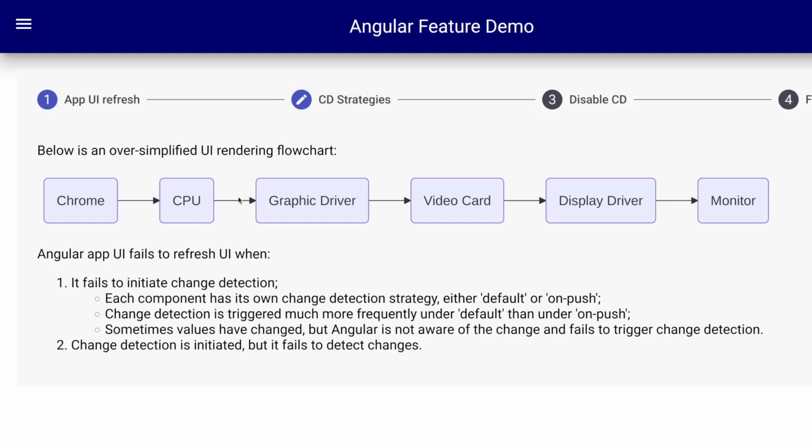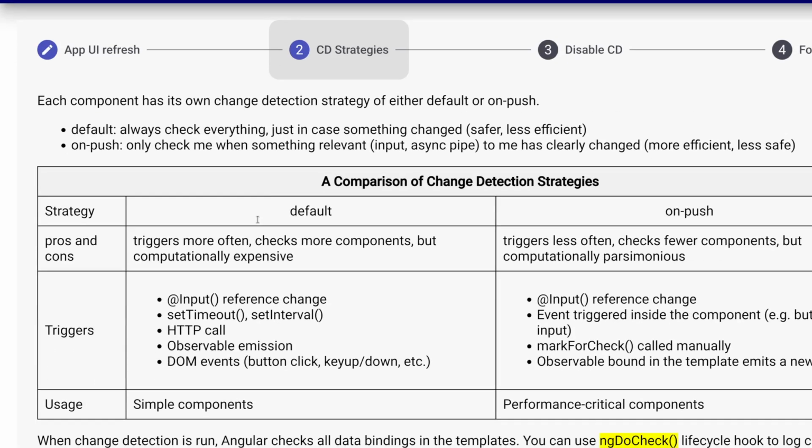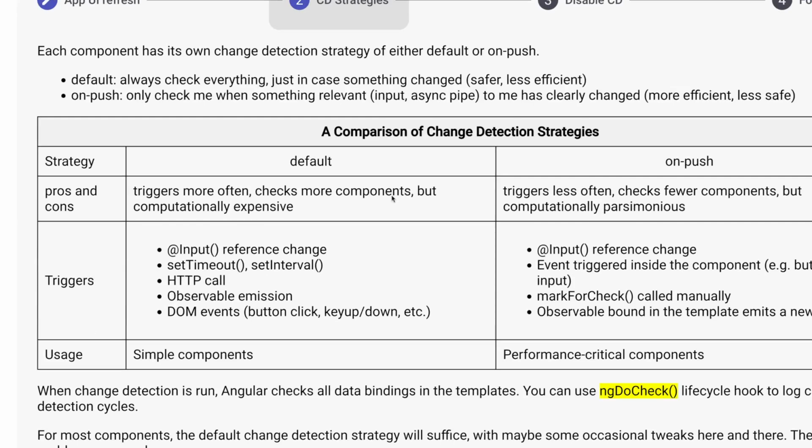So next, I'm going to talk about change detection strategies. There are two strategies, the default and OnPush. Under the default strategy, Angular will run change detection much more frequently, many times. A lot more things can trigger change detection under the default strategy. For OnPush, change detections are triggered much less frequently.